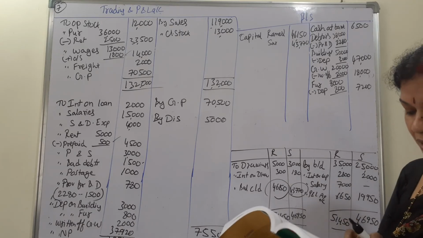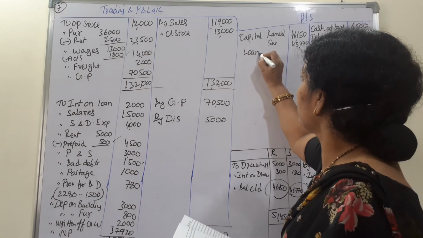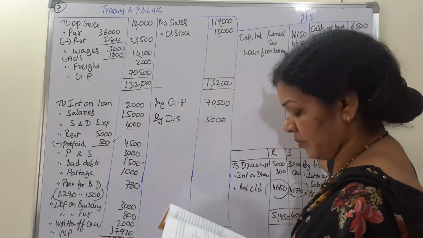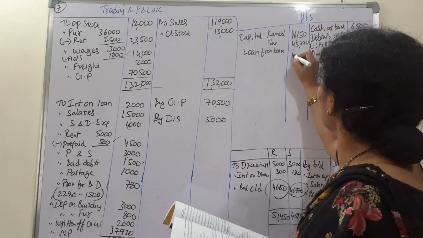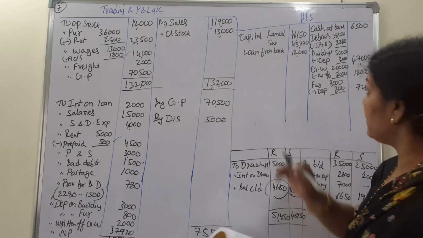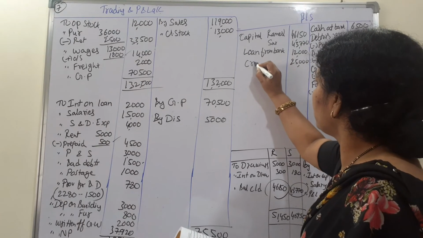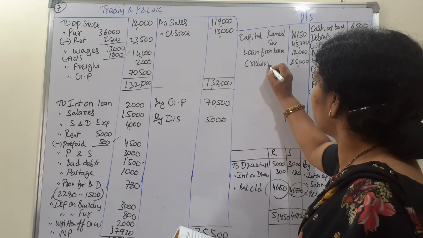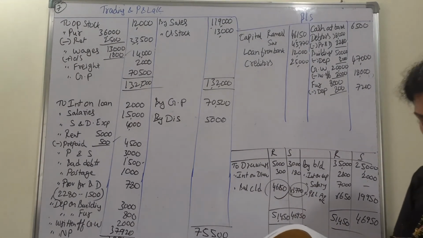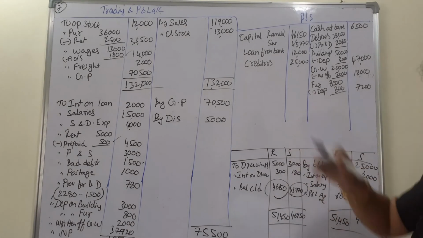Credit side, if you see sales, loan from bank, it's here. Loan from bank 12,000. Creditors 25,000. Next, provision for bad debts already over, written outwards over, discount received over. Capital amounts also we have written from there.